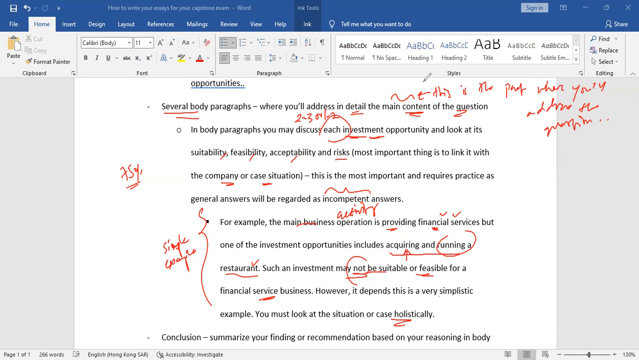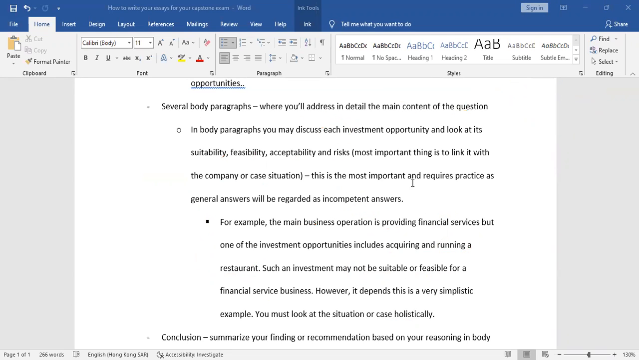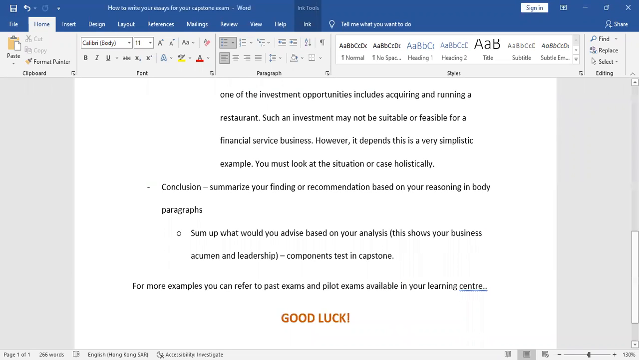After you have written your introduction and several body paragraphs, then you can work on your conclusion. The conclusion again would be just 1 to 2 paragraphs. It should not be more than that. It's just a summary. You will summarize your findings, or make the recommendation based on your reasoning in the body paragraphs. You will sum up everything you have talked about in the introduction and the body paragraphs.